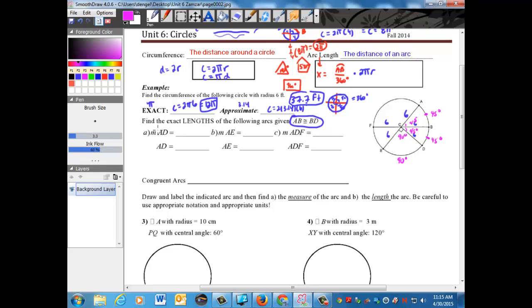All right, the other big thing here is we have an M in front. Whenever we have an M in front of the arc, that means the measure, your answer is always going to be in degrees. So measure of arc AD is going to be a 90-degree angle. Measure of arc AE is going to be 90 plus 90, that's 180 degrees, our semicircle. And then measure of arc ADF, it goes all the way around.